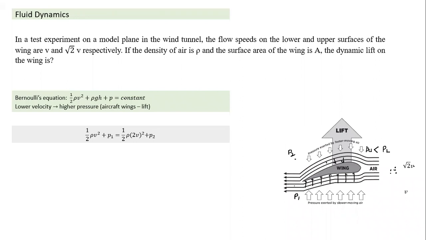Again, to repeat, this is just based on total energy remaining constant. I am ignoring height, as there is no difference between the two. So we write the energy of air particles which are above the wing and those on the lower side of the wing. In most cases it may not be as simple as this, but as far as the examination goes, this is the simplest view we will take. Any surface, if there is a difference in velocity, will create a pressure difference and a net force. Something similar happens in the case of a hurricane also. So delta P into area becomes your dynamic lift. Dynamic lift is delta P into area.